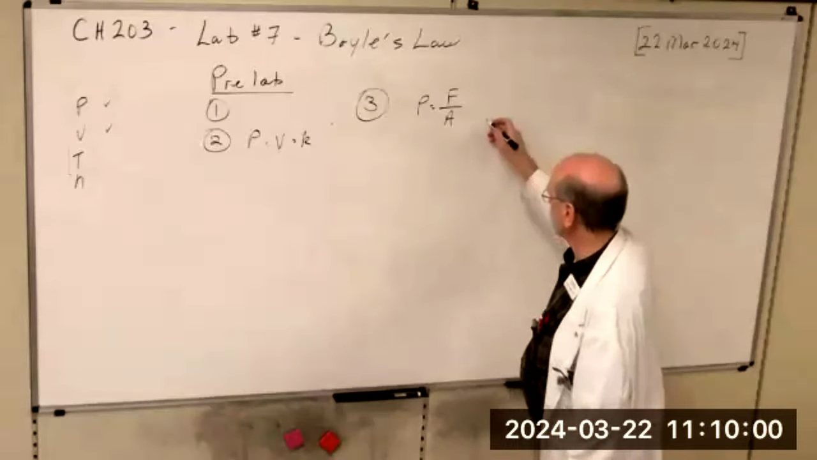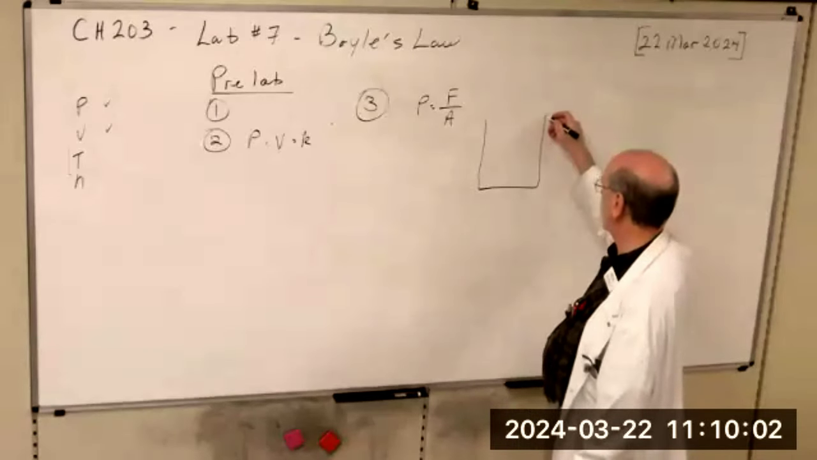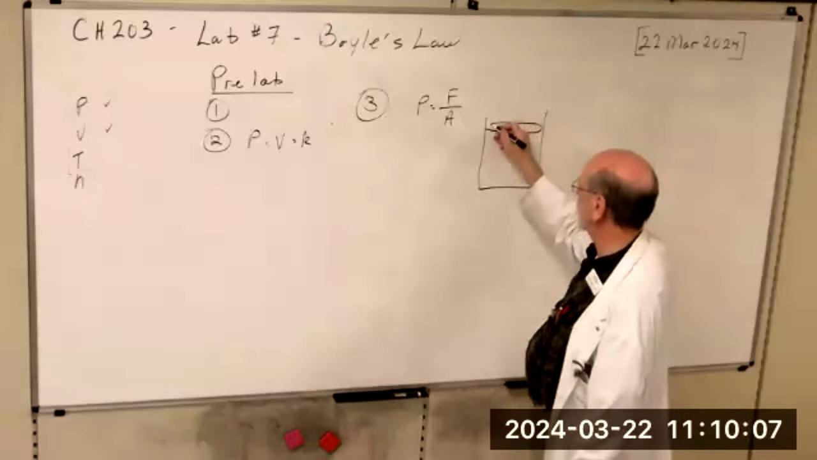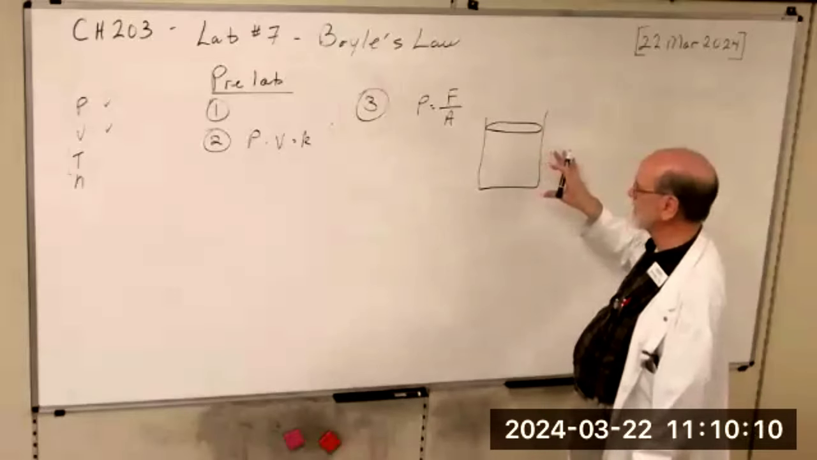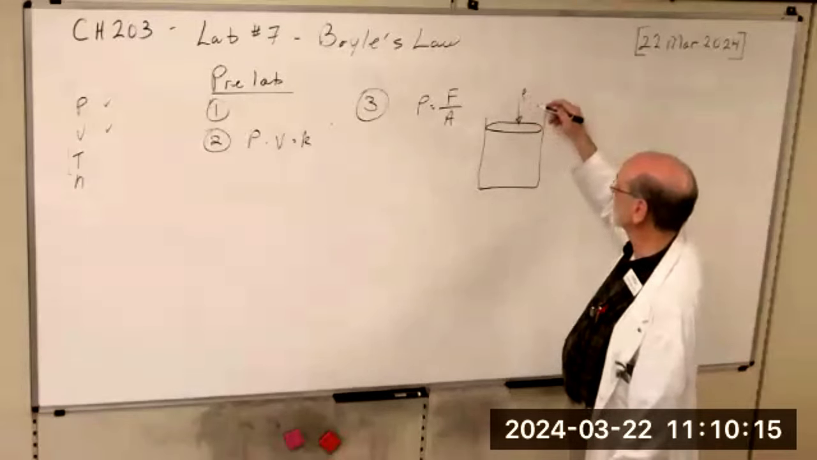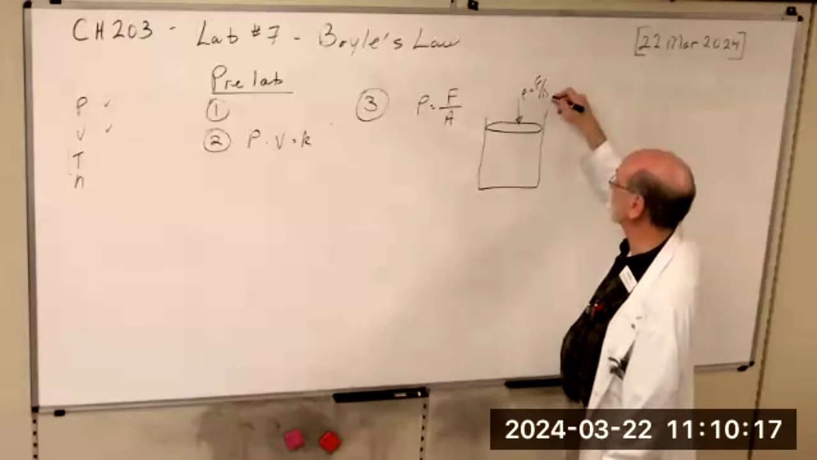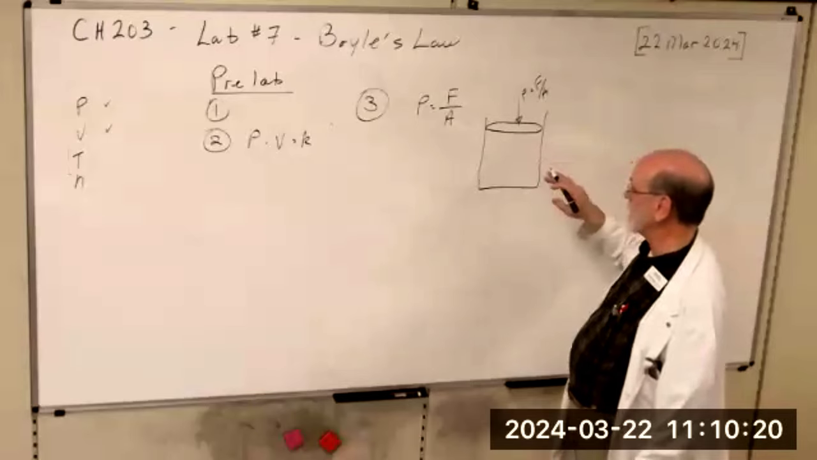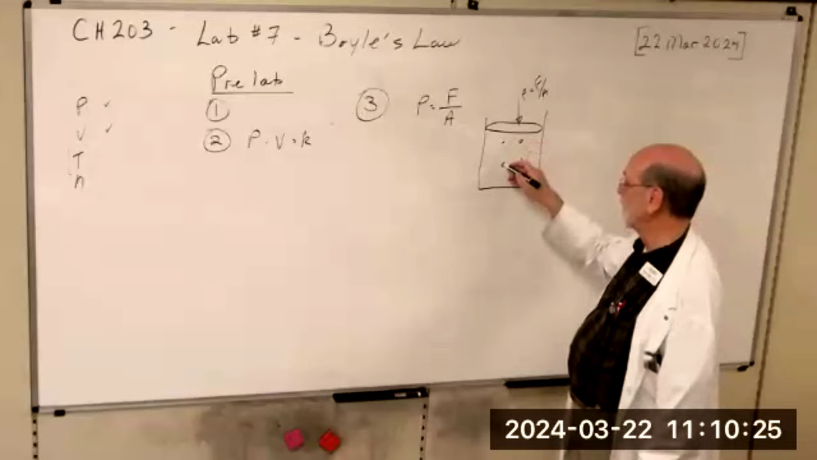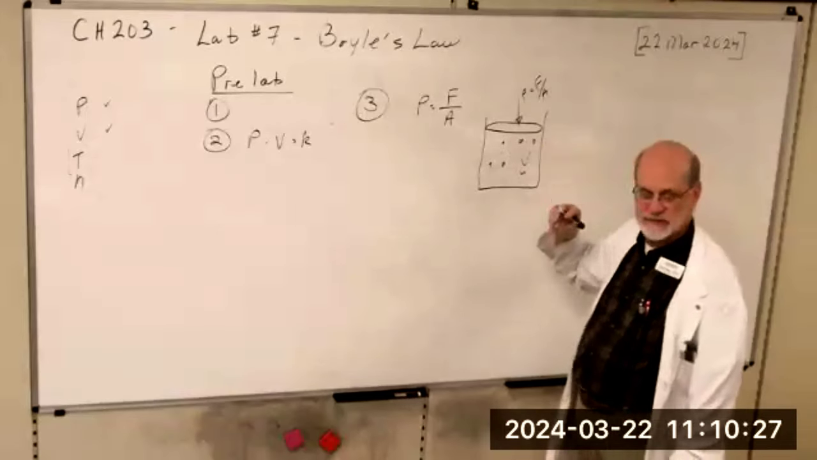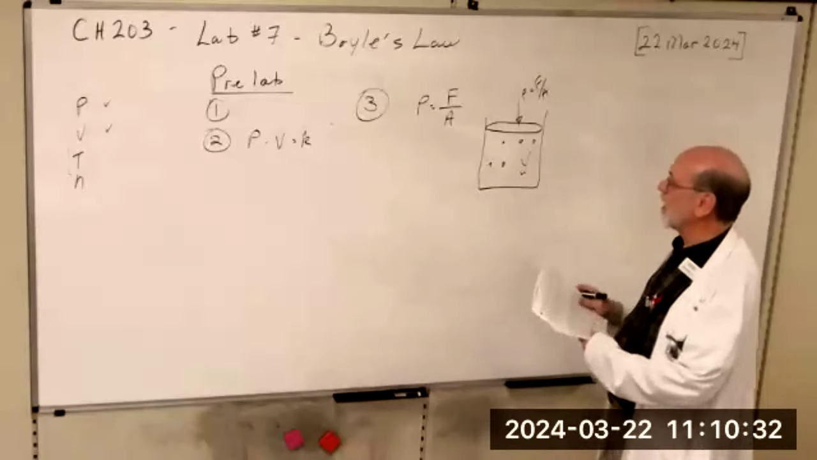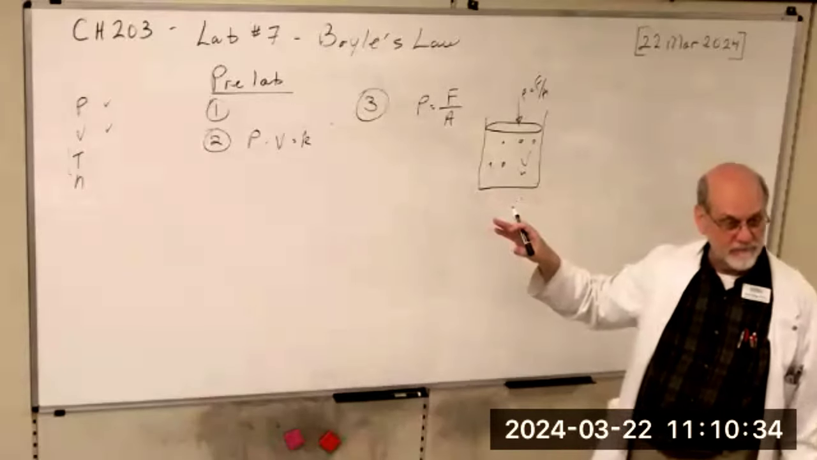All right, I like to draw pictures. If we start out with a piston here, we have moles and temperature fixed. We have a given pressure, a pressure here, which is equal to force divided by area. And then we have a volume here. And you've got all these particles in there bouncing off the walls and bouncing off that piston. So how do we explain Boyle's law with the kinetic molecular theory?